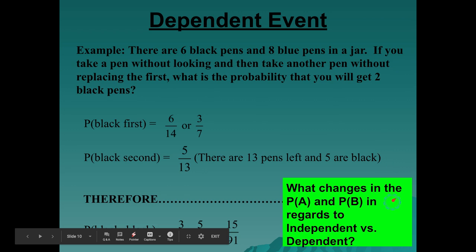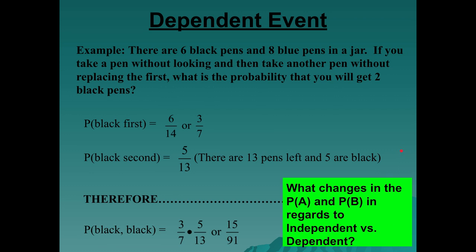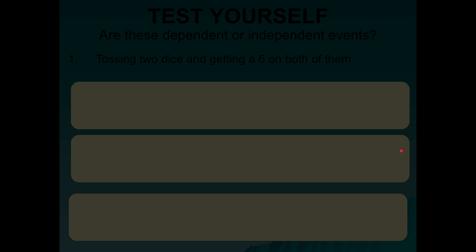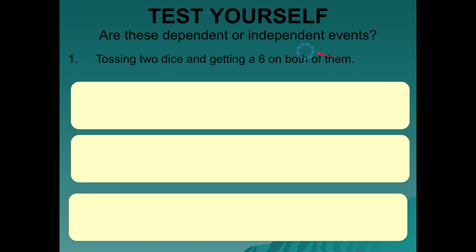And here is a question again: what changes in probability A and B in regards to independent versus dependent? Independent, they don't change. Your denominator does not change. Dependent, you will notice that your denominator decreases by 1. So let's look at this example. Are these independent or dependent events? Tossing 2 die and getting a 6 on both of them.